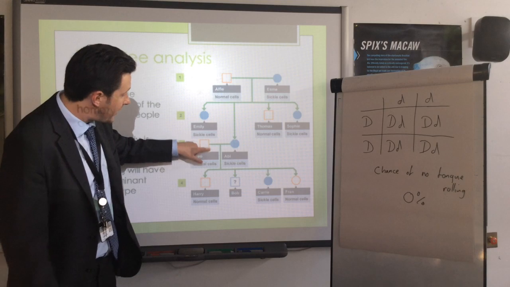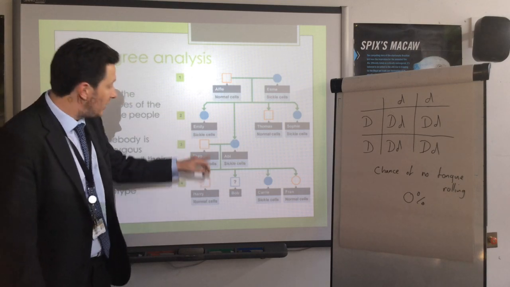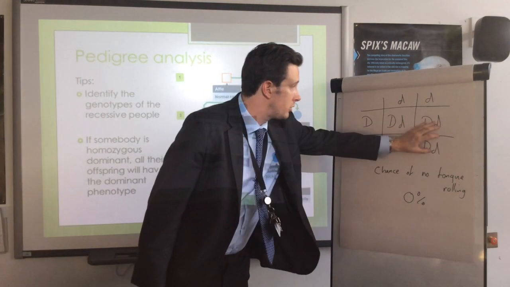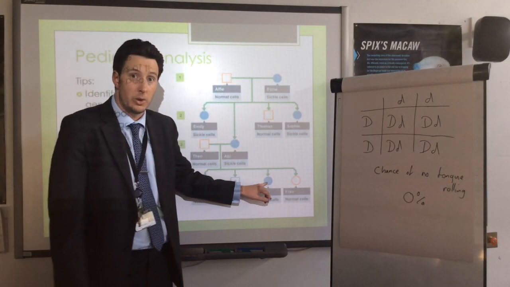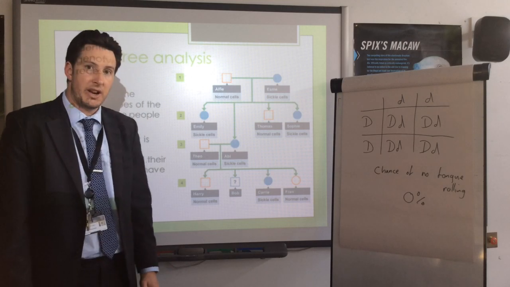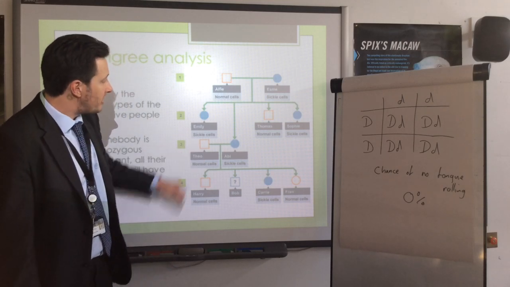So Theo must be a carrier as well, because if he was two of the dominant, all of his children would have none of the recessive characteristic, but he's already got a child that has that recessive characteristic. So he must be a carrier.